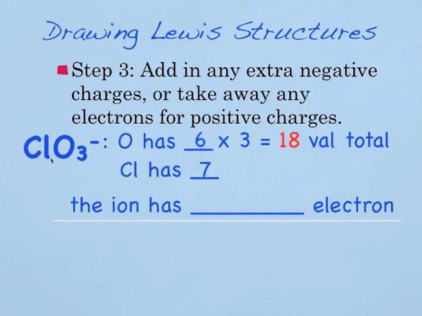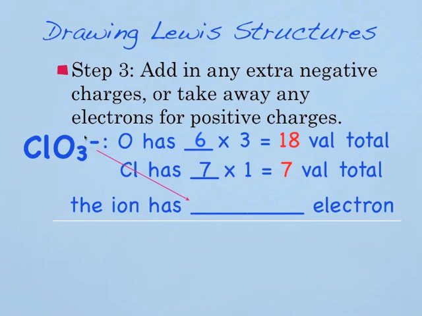For chlorine, it's a little easier because we don't have a subscript here. That lets us know that automatically it's 1. So 7 times 1 is 7 valence total. If you're having a hard time with this part, I advise you to look up on YouTube how to calculate valence electrons. Alright? The ion altogether, you might say, has 25 valence total, but you have to remember this charge here.